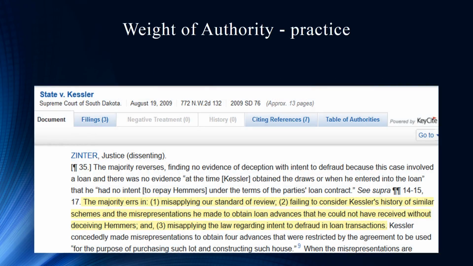Now let's do a weight of authority practice exercise. I want to cite the highlighted portion of Justice Zinter's dissenting opinion in this case, State v. Ketzler. The proper citation for this looks like this.